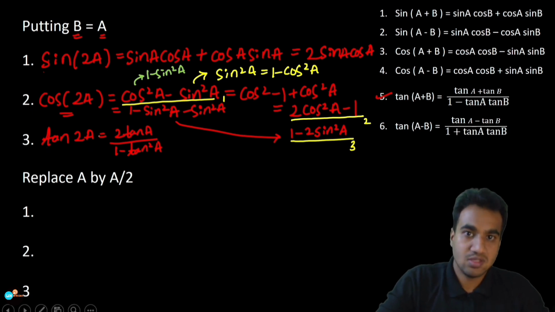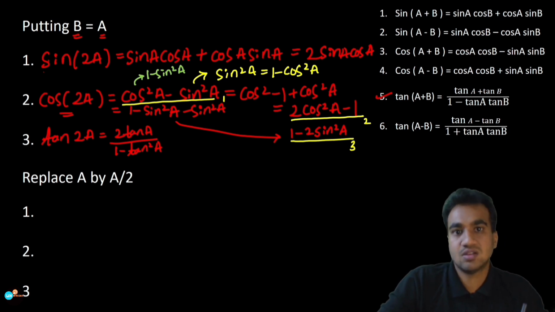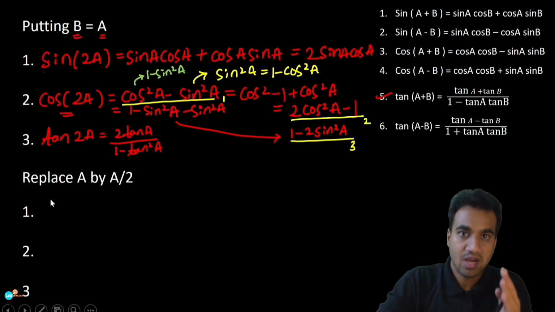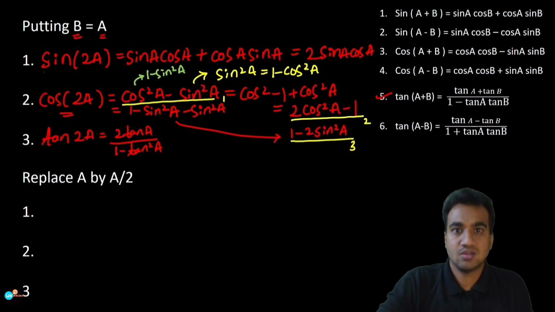Why am I solving this? Because once you solve and keep it ready, there is less chance of forgetting. That is why I have just solved it. Now 3 more identities you get if you replace a by a by 2. Wherever a's are there, you replace it by a by 2 and you will get the following identities. Let me derive that. Again I am telling you, you have to derive it and keep it so that there is less chance of forgetting.